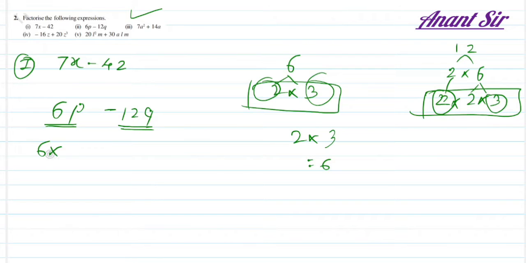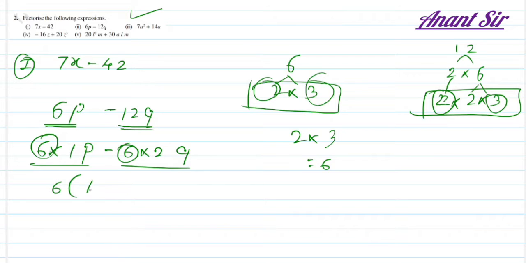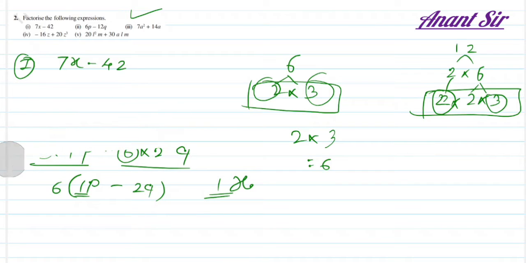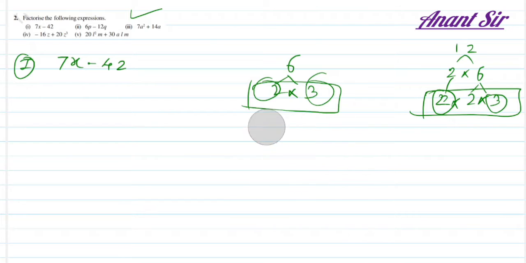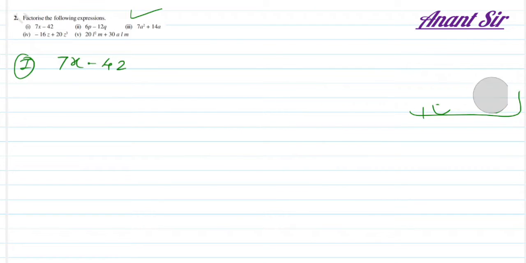So you can write this as 6 times 1 and this as 6 times 2, and then what is the common thing in both? 6, and then what will remain in the bracket? P minus 2q. You write this 1 or not, it does not matter, okay. Even if you don't write 1 there, it's going to be 1. If there is no coefficient, if I write only x, then there is 1 only. So you can do it like this also, okay. But we are going to solve this by the first method which I told you, okay.